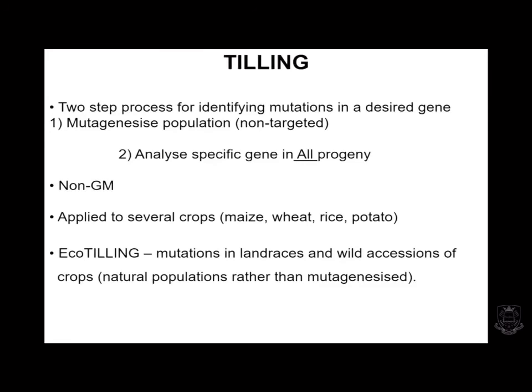And as I said, because it's using mutation, it's not GM. It was only introduced into Arabidopsis in 2000, but it's been used in several crops since. It doesn't have to rely on mutation, by the way, because you might have natural variation out in wild species. So if you know that there is an allele that exists in wild species, you can use that information. So this is a process called ecoTILLING.